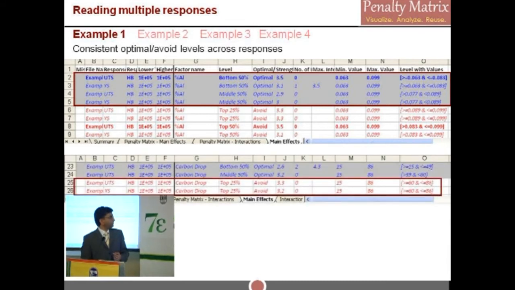Similarly, you can get, for example, carbon drop for UTS and yield strength. Top 25% is bad, bottom 50%, middle 50% is good. So the conclusion is carbon drop should be in the bottom 75%. That is, avoid top 25% carbon drop. And then you are sort of okay, because then you will be supporting UTS. You try to increase UTS. Again, you get a particular range for that, which is specific for your company and your product.